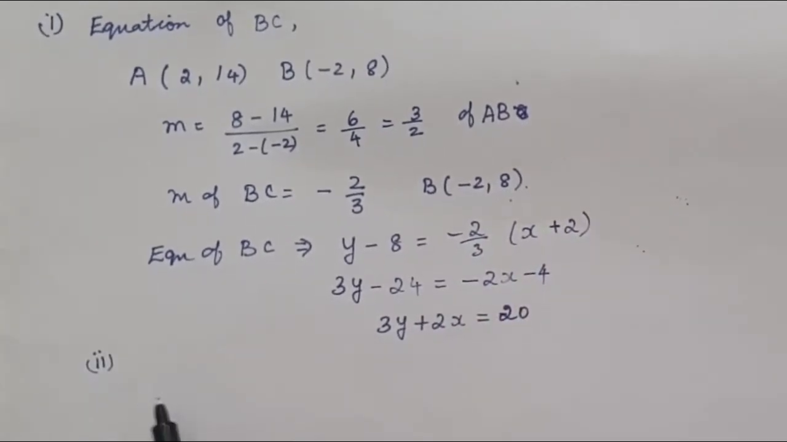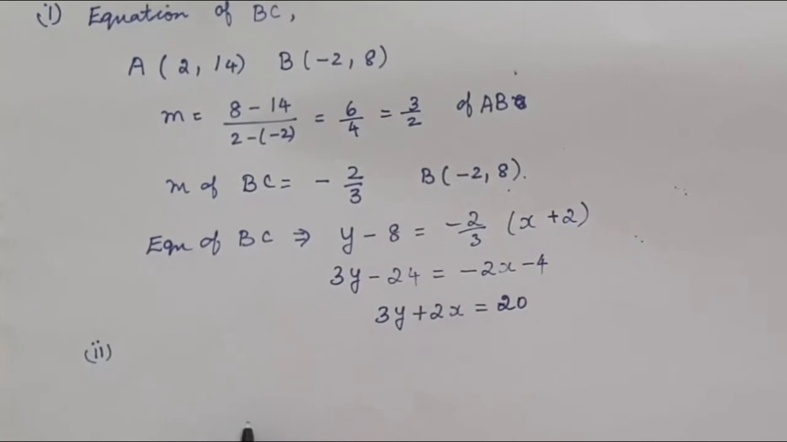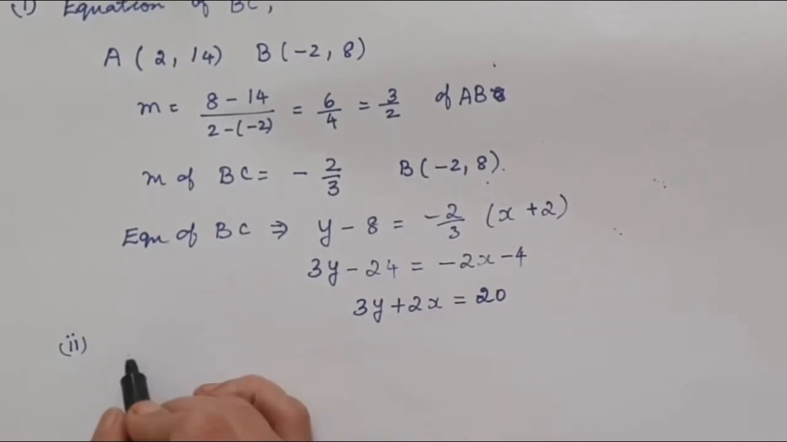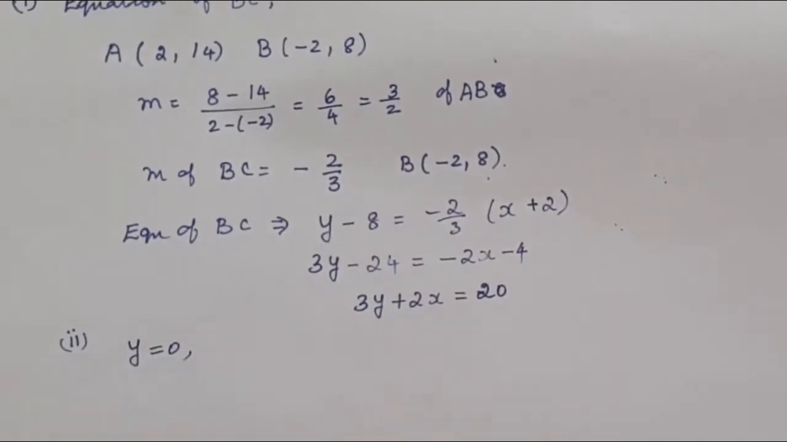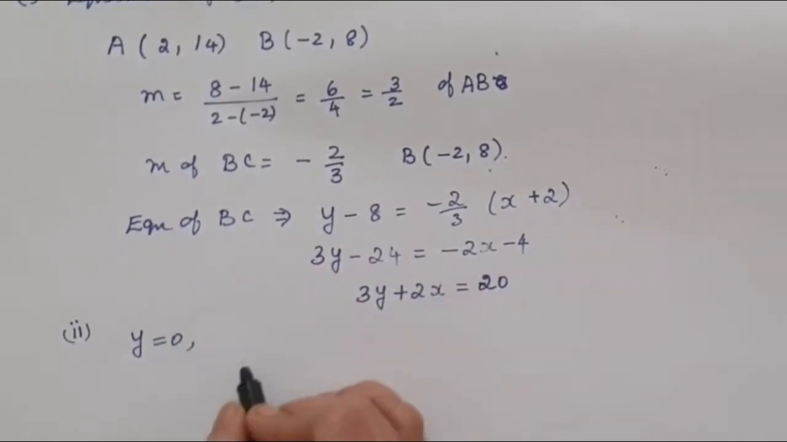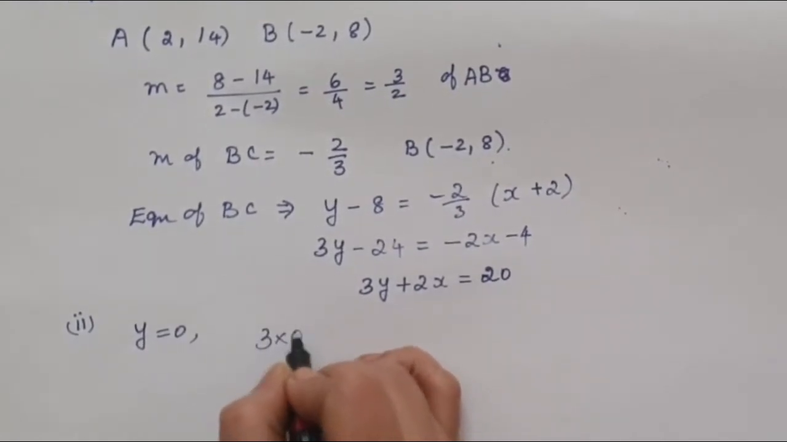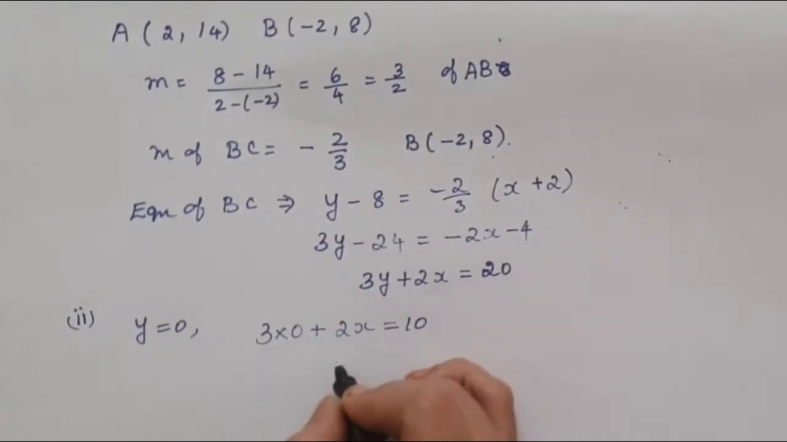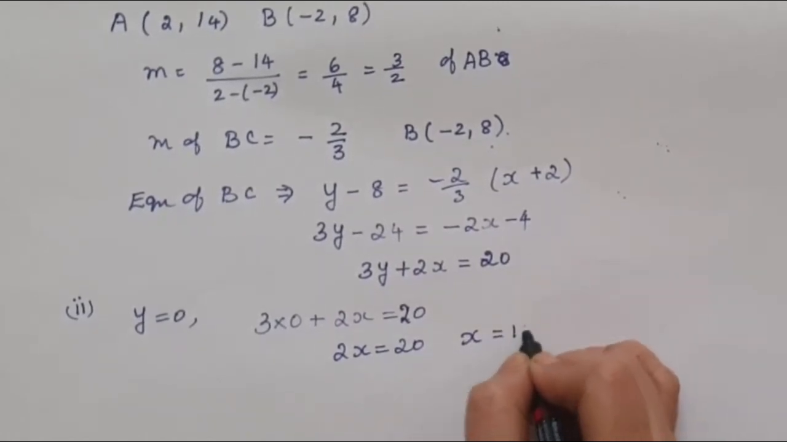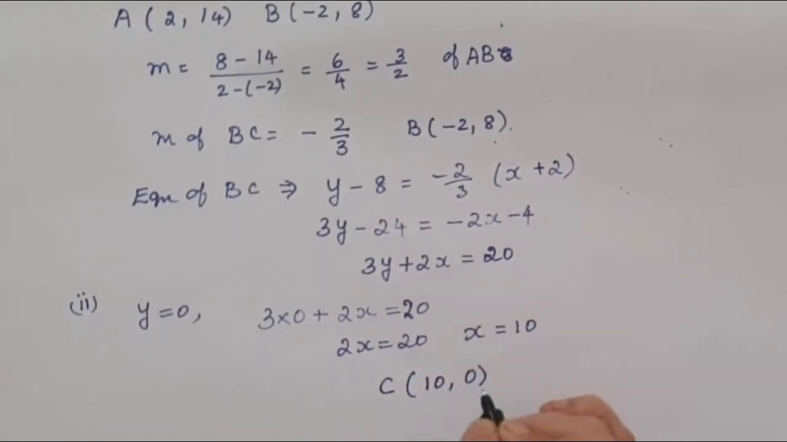In the second part of the question, we need to find the coordinates of C and D. First, let us find the coordinate of C. From the figure, we see that C is on the x-axis. When it is on the x-axis, y will be equal to 0. So we substitute it in the equation of the line. This is the equation of BC. We substitute y equal to 0 in the equation of BC. So when we substitute it, 3 into 0 plus 2x will be equal to 20. So 2x will be equal to 20, which implies x will be equal to 10. So therefore, the coordinate of C is x is 10 and y is 0.